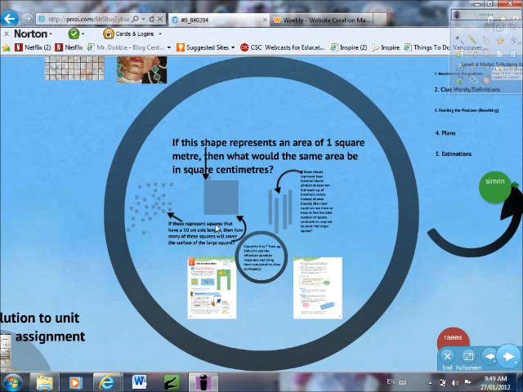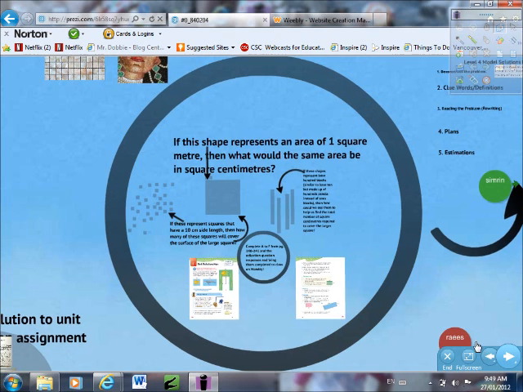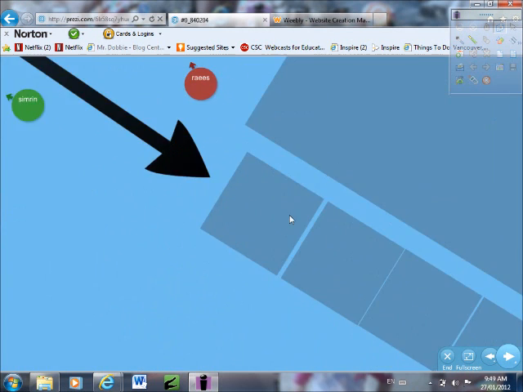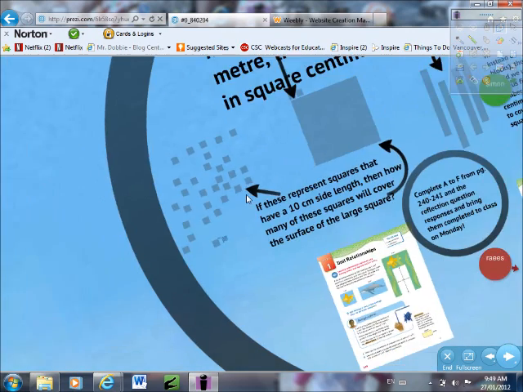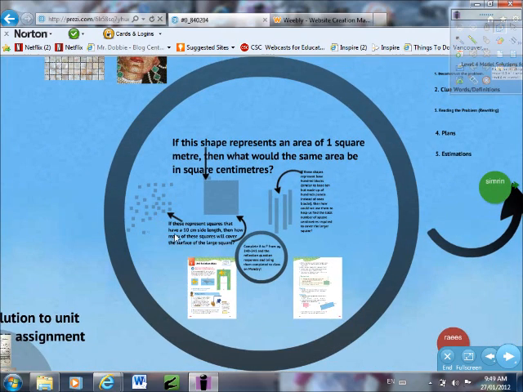So if these squares represent squares that have 10 centimeter side lengths, meaning we have 10 of these centimeter squares all attached side by side to create a 10 by 10 panel, 10 centimeter by 10 centimeter panel. That means each of these little panels will cover 100 centimeter squares, or you need 100 centimeter squares to cover this size. So how many of these little panels will fill the entire meter square section? Well, you would need 10 of these to go across, and you can check by drag and dropping them in.